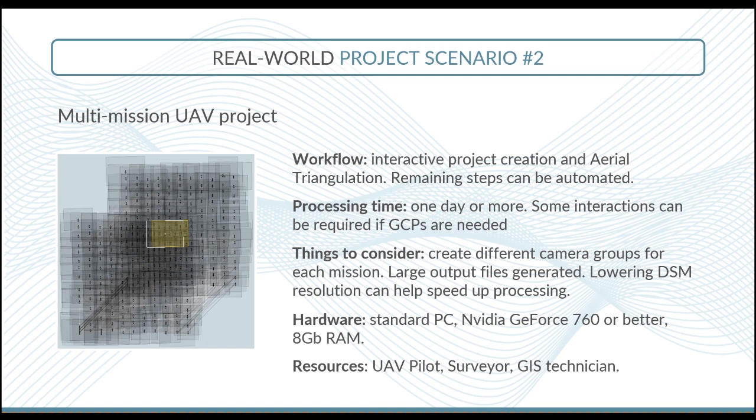For the workflow, I would recommend doing the aerial triangulation interactively. Maybe you're going to have ground control points. You want to be sure that this block, all the missions, are tied properly together. You want to have a look at your residuals. So I think at least the aerial triangulation and the project creation should be done interactively. And after that, maybe you can do the remaining steps with the automated workflow or with scripts.